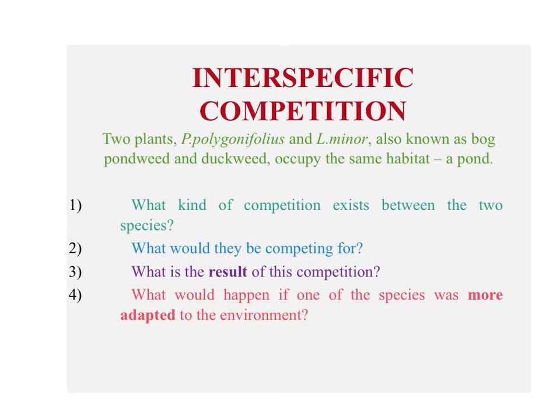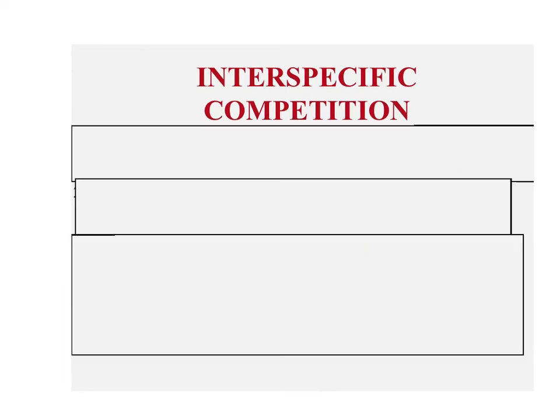Alright then guys, a little pit stop now. So we've got 2 plants, I'm not going to read the species names out, also known as bog pondweed and duckweed, that occupy the same habitats. They both live in a pond. What kind of competition exists between those 2 species? What kind of things would they be competing for? What's the result of the competition? And what would happen if one of those species was slightly more adapted to that environment? Should take you about 5 minutes to answer these questions. Make sure you're doing them in full sentences, and we will go through the answers in a sec.